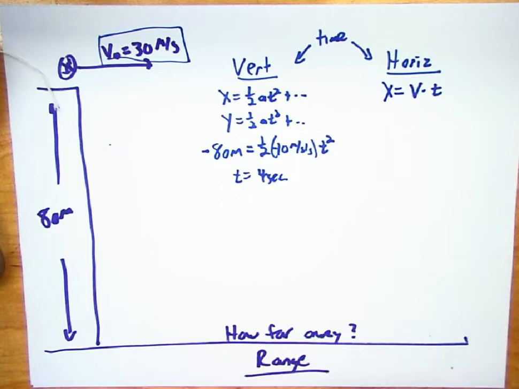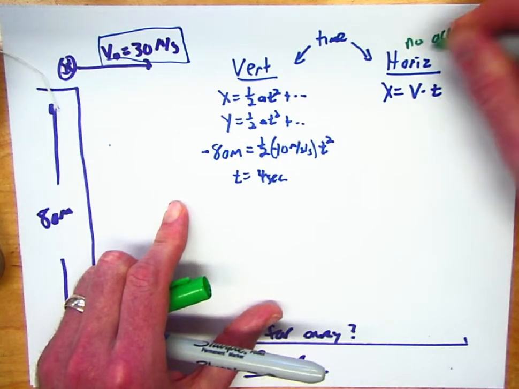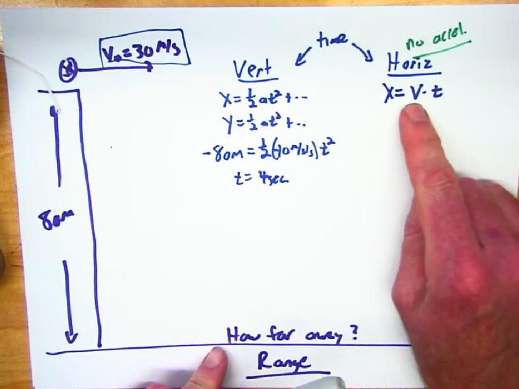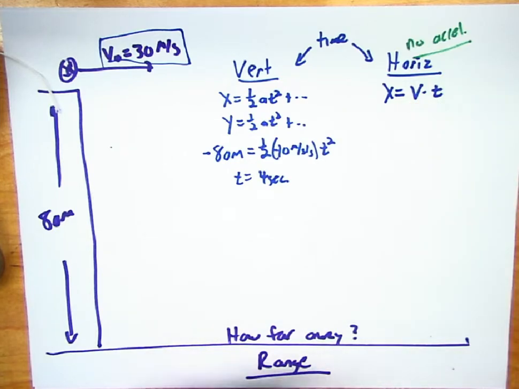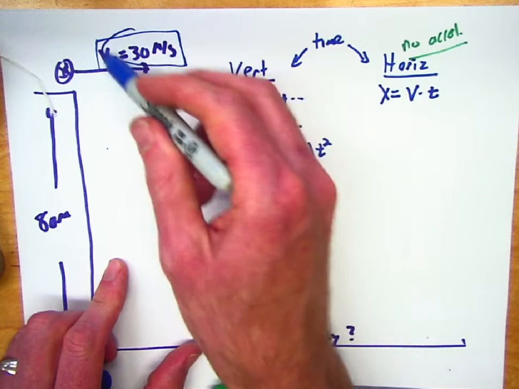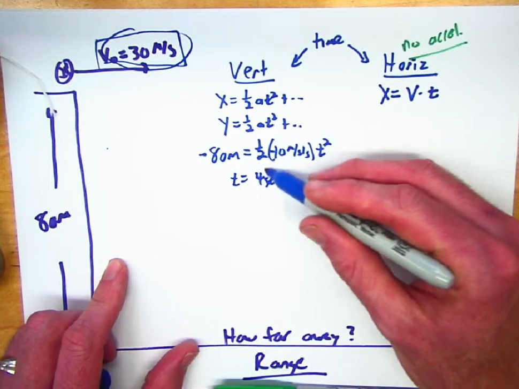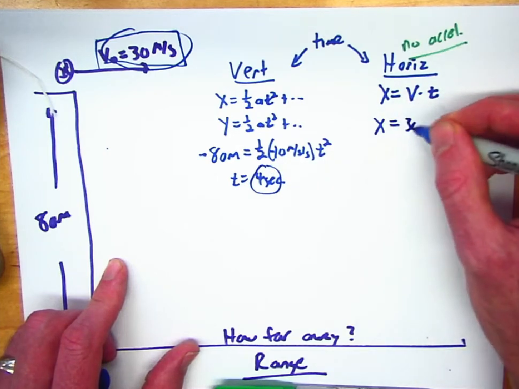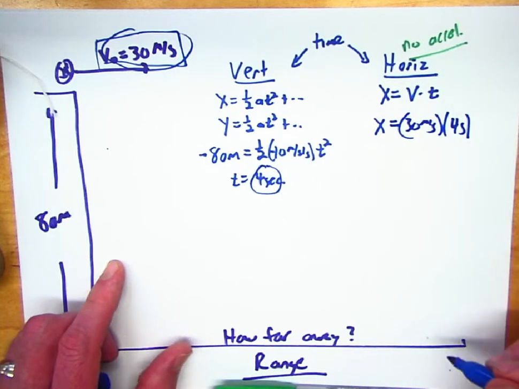To make sure that this is really, really clear, there's no acceleration happening because gravity does not act in the horizontal direction. So it's just distance equals speed times time, or position is velocity times time. I know what the velocity is. The velocity is 30 meters per second, and I'm looking for how far it goes, and I already know the time. The time is 4 seconds. So I can say x, how far did it go, equals 30 meters per second times 4 seconds.